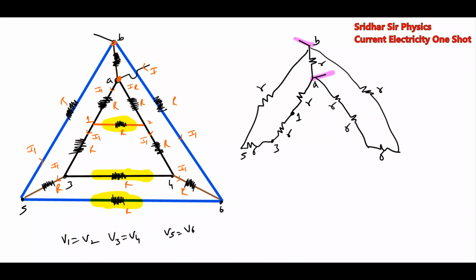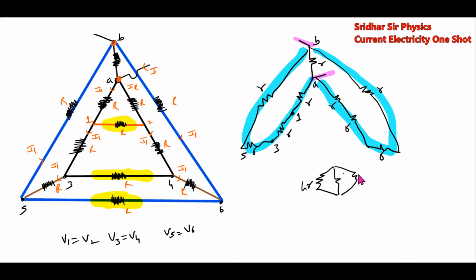Okay, all these resistors are in series. They are in series, and the effective ones will be in parallel. So the next part of the circuit will be R. This will be 4R. This will be 4R. Okay, now we can calculate.